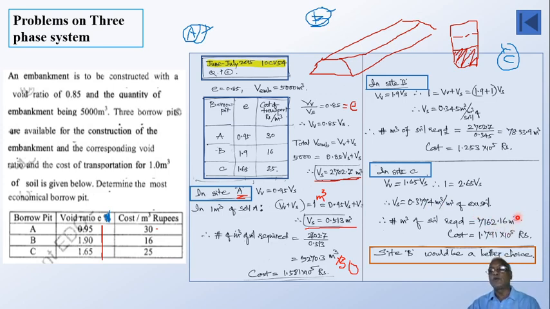It comes out to be 7162.16 meter cube of soil to be brought from C, and cost wise it is 25 rupees. If I multiply by 25, I get a cost of 1.791 lakhs. So comparing all the costs, I can say that site B would be a better choice. Okay.